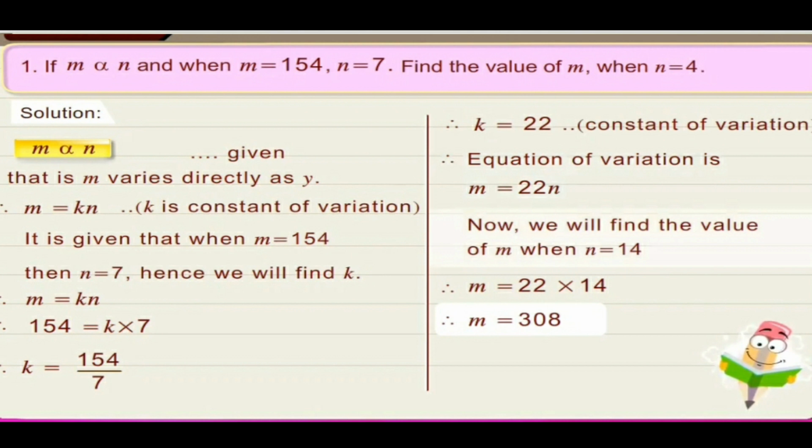M is equal to k into n. Therefore, 154 is equal to k into 7. So, we get k is equal to 154 upon 7. Therefore, k is equal to 22, that is the constant of variation. So, the equation of variation is m is equal to 22n. Now, we will find the value of m when n is equal to 14. M is equal to 22 into 14. So, m is equal to 308.